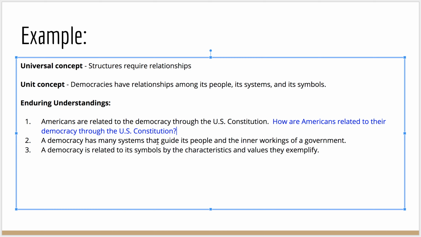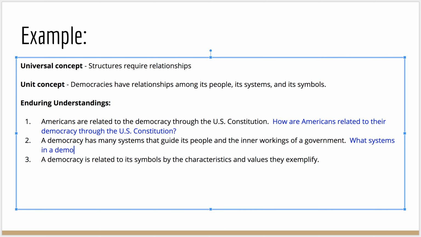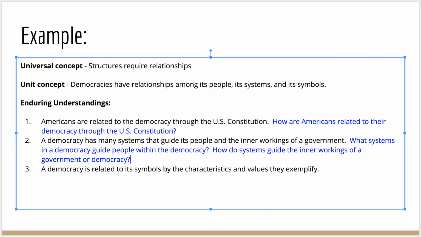So a democracy has many systems that guide its people and the inner workings of a government. So this one has a little bit more meat to it. So I might have to break this down into a couple of questions, which is fine. So here I'm going to think about, what systems in a democracy guide people within the democracy? How do systems guide the inner workings of a government or democracy?